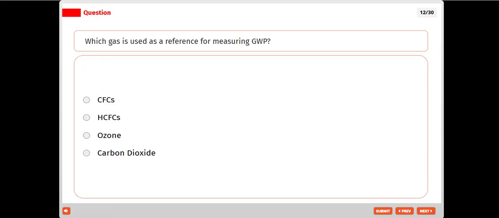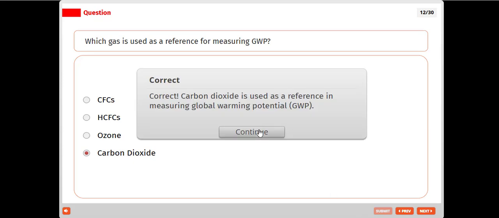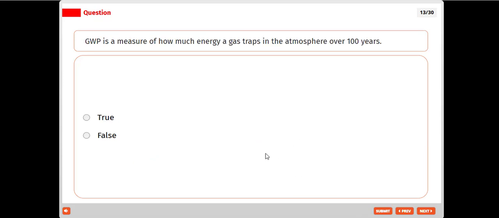Which gas is used as a reference for measuring GWP? Carbon dioxide? Yeah. GWP is a measure of how much energy a gas traps in the atmosphere over 100 years. Yeah.